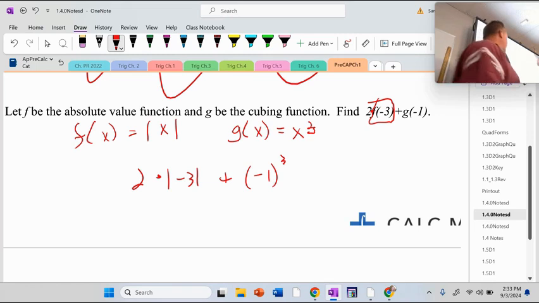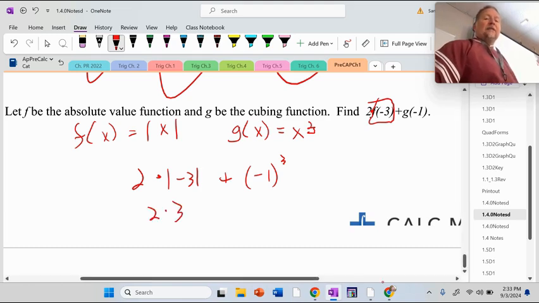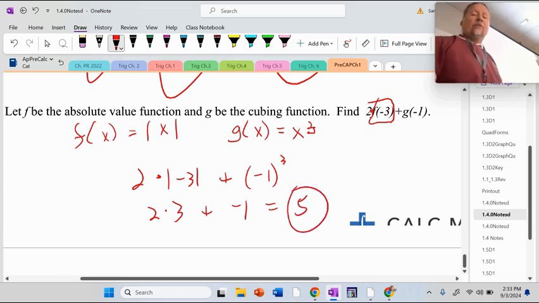And then order of operations, please. You do parentheses first, and absolute values are like parentheses. So that's 3. And then 2 times that. And then exponents, a better way of saying it. And -1 cubed is -1. So 6, now you multiply, and then you subtract or add, and you get 5. So you just get a number as a final answer.